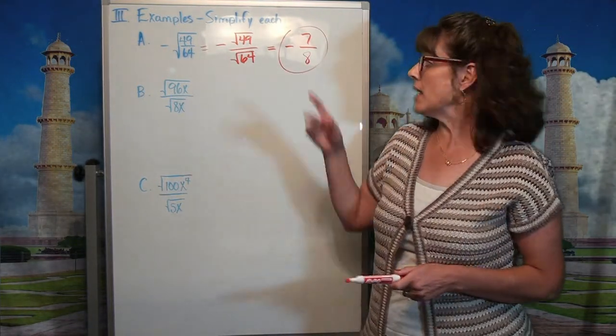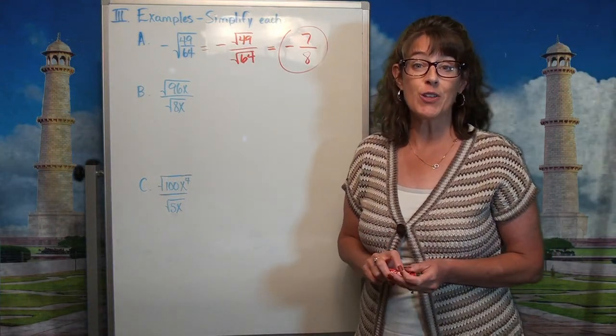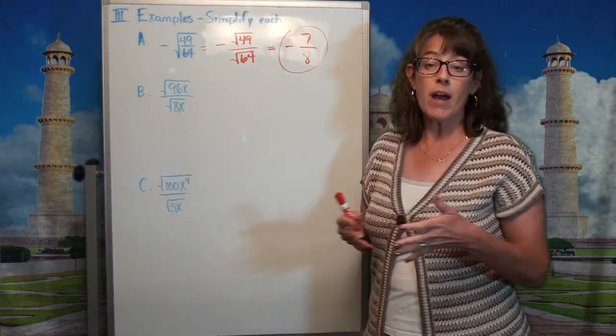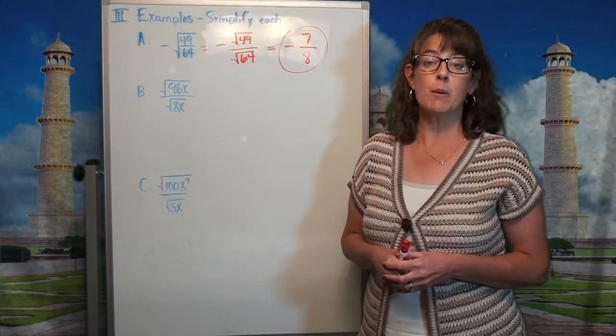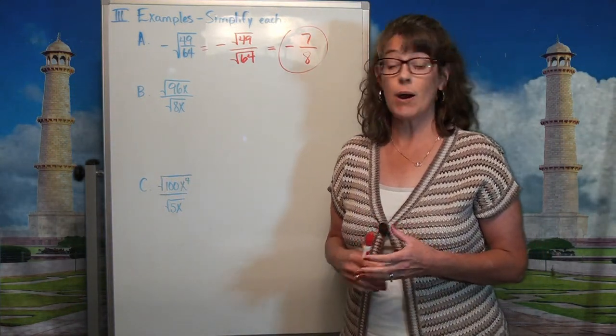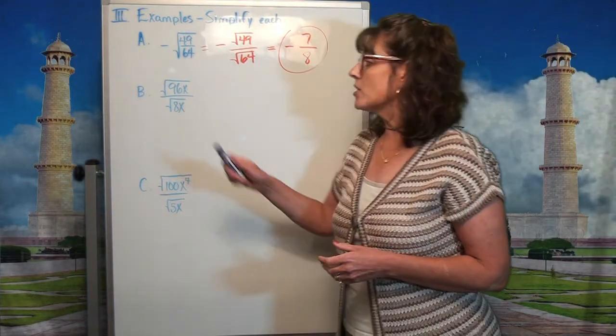Simplify a fraction if you can. That won't simplify, so I know that it's done. And I don't have any perfect squares or pairs underneath the radical. Here is a beautiful example of where that quotient rule is so helpful. So now let's take a look at the next one.